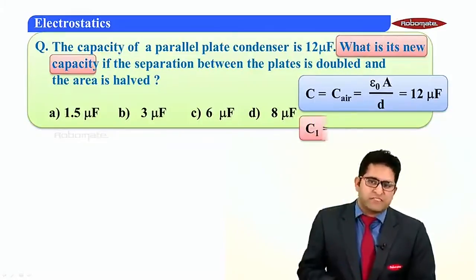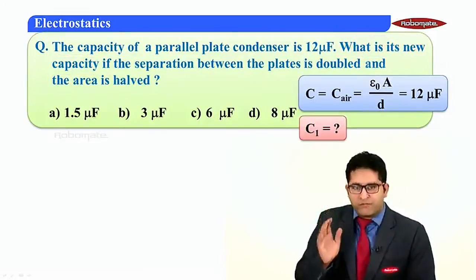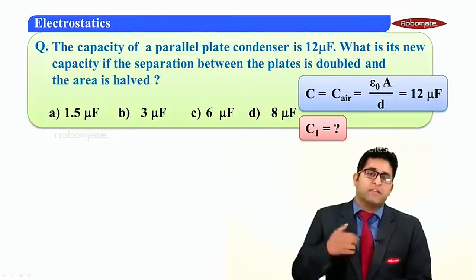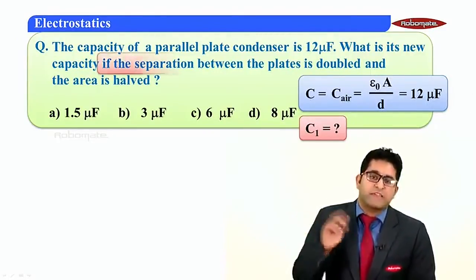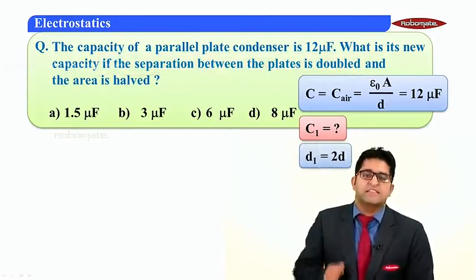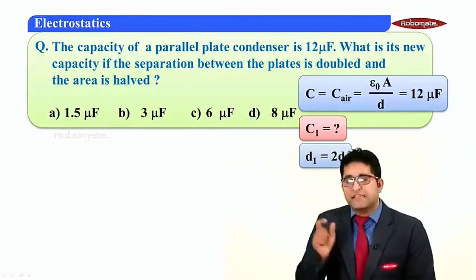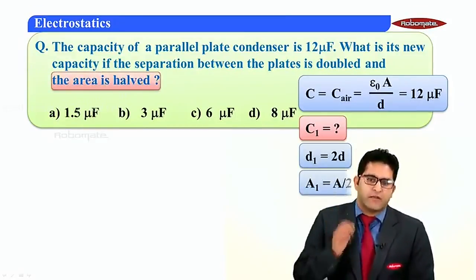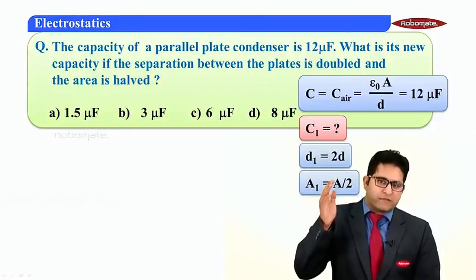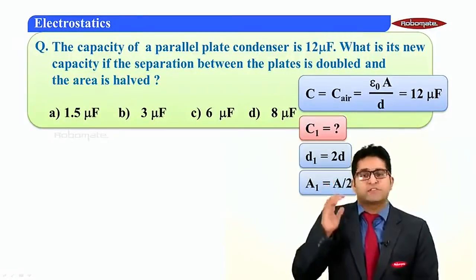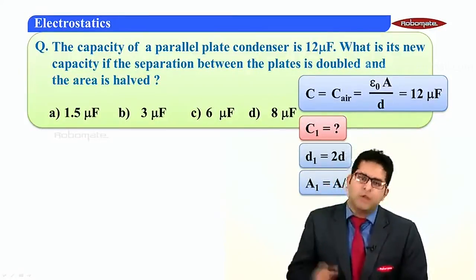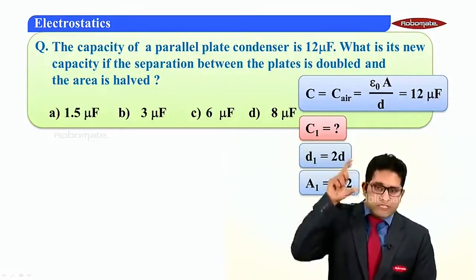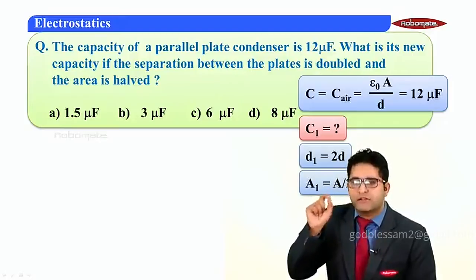So let's say my new capacity is C1. If the separation between the plates is doubled, let's say my new separation is D1 and it is twice of D, where D is the initial separation, right? And in this case, area is halved. So let's say my new area is A1 and it is equal to A by 2. Right? So here we are provided with values of D1 and A1, and we are supposed to calculate the value of C1. We also know value of epsilon naught A by D, it is equal to 12. Now using these values, we are supposed to calculate value of C1.